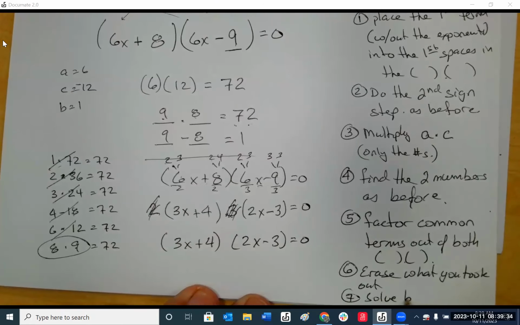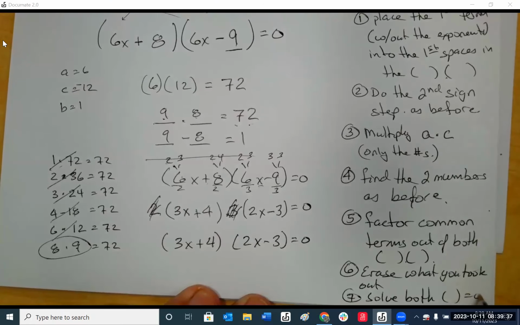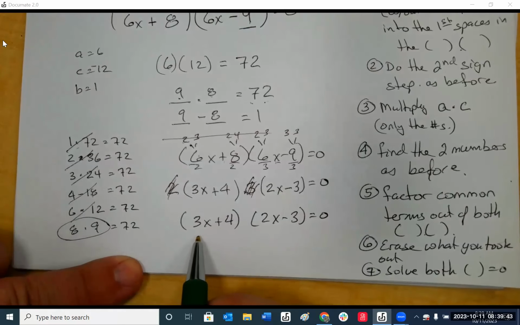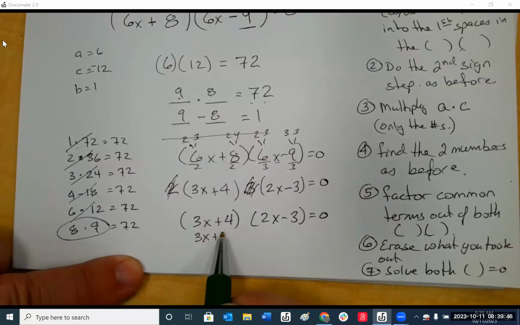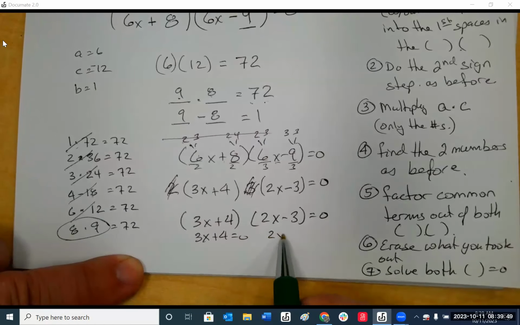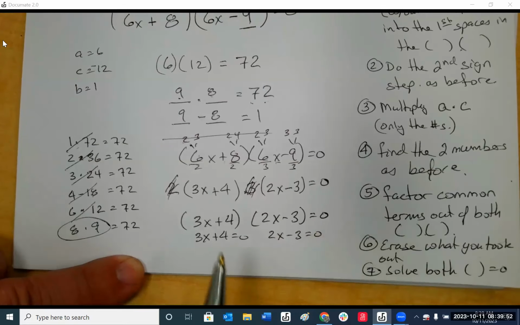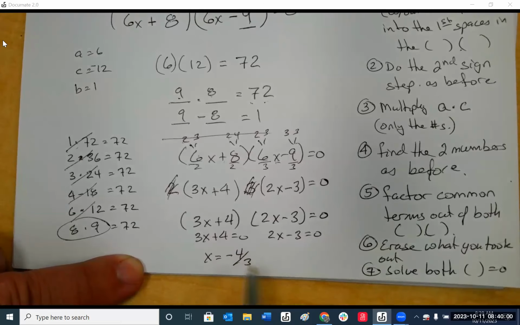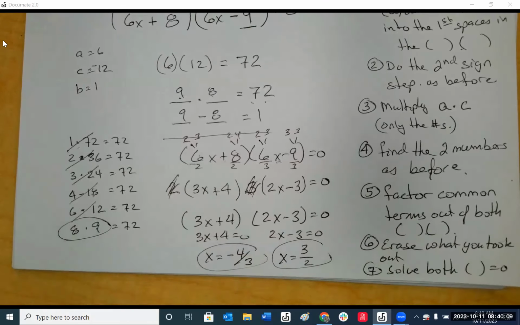And then solve both parentheses set equal to 0. 3x plus 4 equals 0. 2x minus 3 equals 0. We subtract 4 and divide by 3, so x is equal to negative 4/3. X is equal to, move the 3 over, divide by 2, 3 over 2. So these are our two x-intercepts. By this time, you should be able to solve for x, so that's why I'm not wasting my time doing that. Out of room.